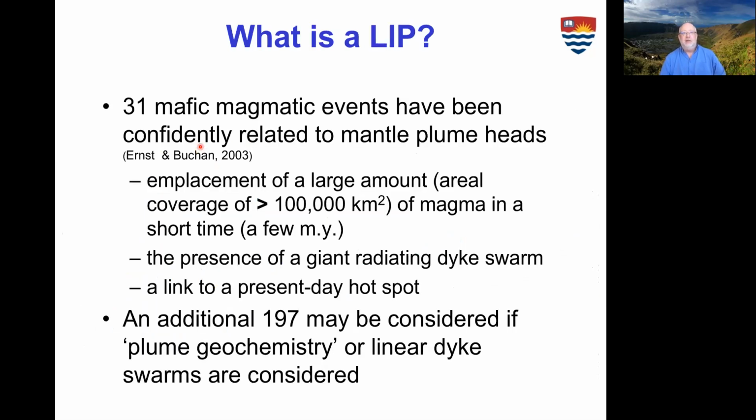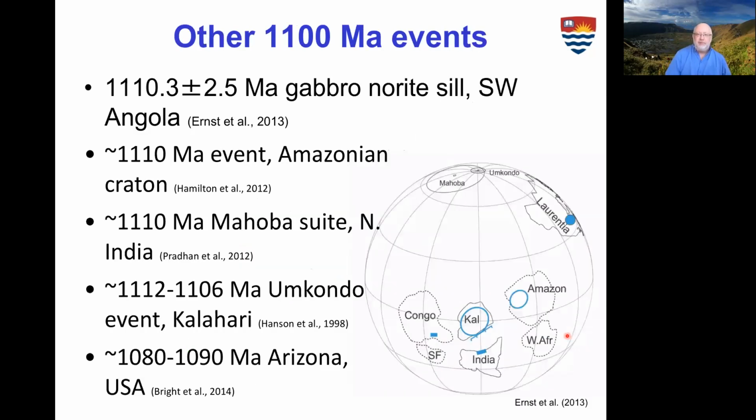All right, so there's our original idea of what made a LIP. How did we do? Well, we got a few things right. It's big. It takes a long time though. There's no radiating swarm that I can really see in the dikes there. Obviously, we don't have a present-day hotspot. It's a billion years old. Geochemistry is plume-like for sure, but there's not really that radial or linear dike swarm, I don't think. Others may disagree. So what else could be going on at that time that helps us try and understand what was going on?